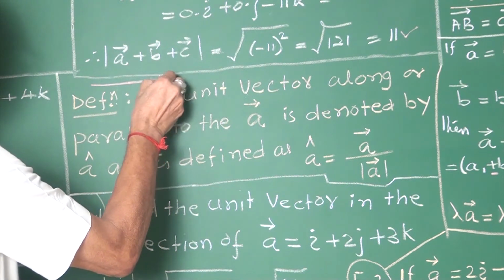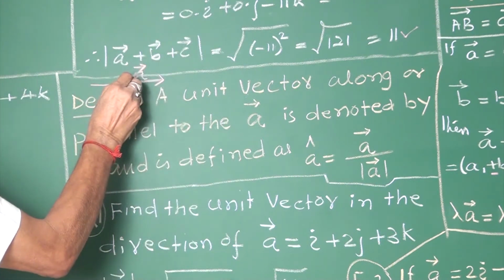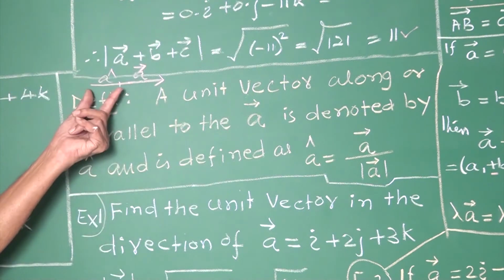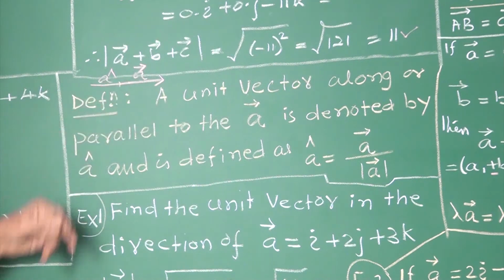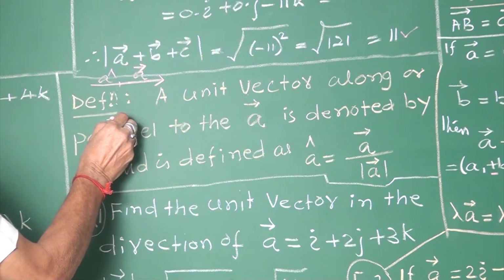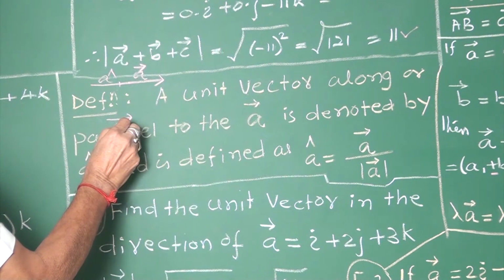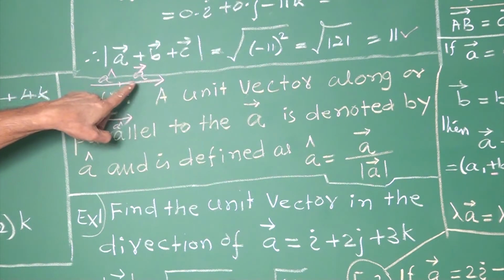This is the vector a. What is this, my friend? This is a cap. What is a cap? Its magnitude is 1. What is its direction? It is along the vector a. Down means it is parallel to the vector a. Along means same, along the vector a.